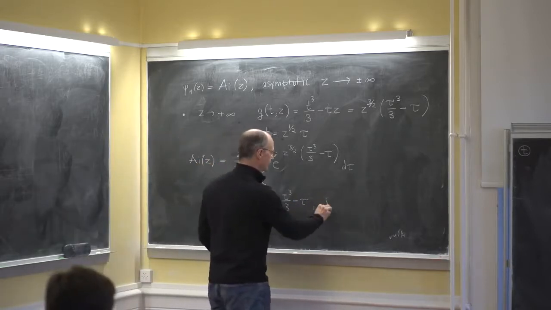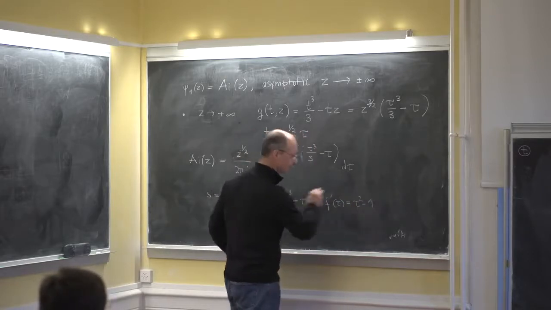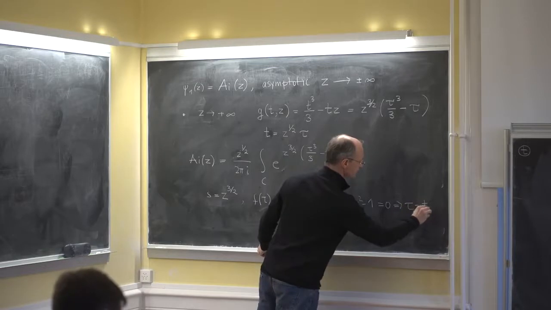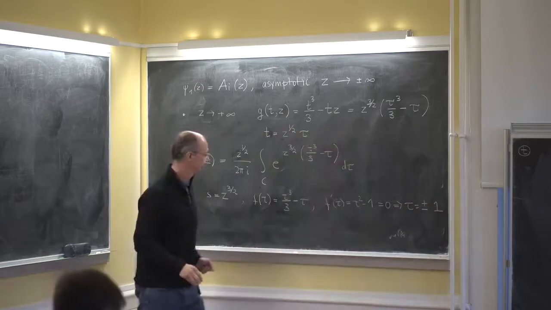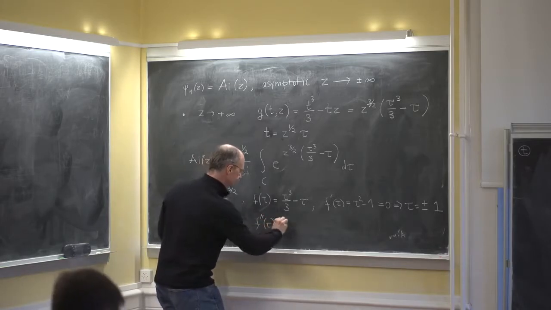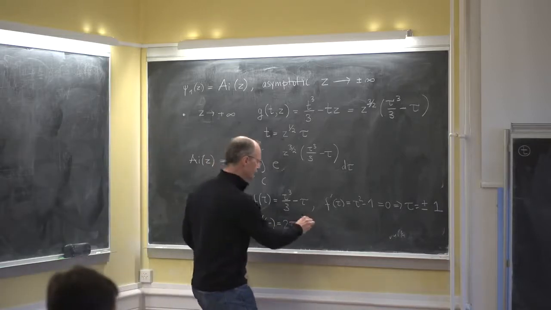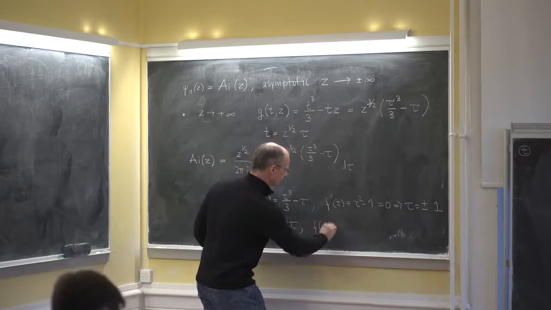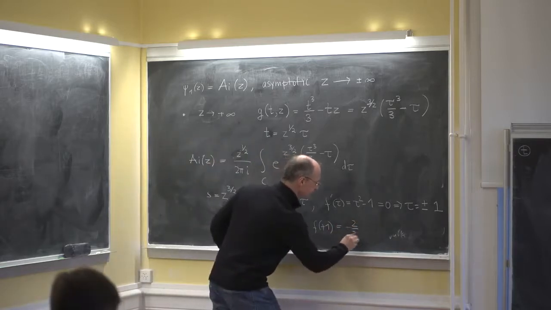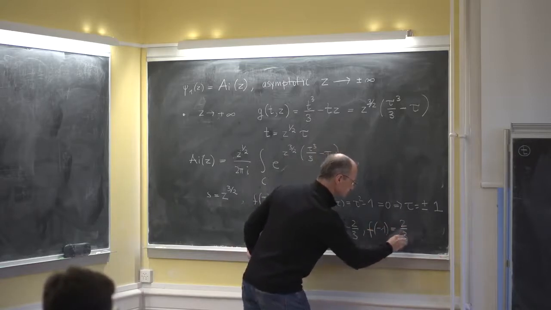Now, what are the critical points? F prime of tau is tau squared minus 1. If you put it equal to 0, we have tau equal to plus or minus 1. And the second derivative is equal to 2 tau. It's also good for us to know the values of f at plus 1 and minus 1. F of plus 1 is minus 2/3, and f of minus 1 is plus 2/3.